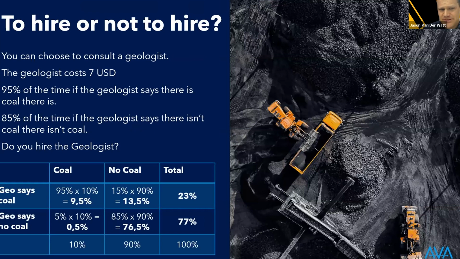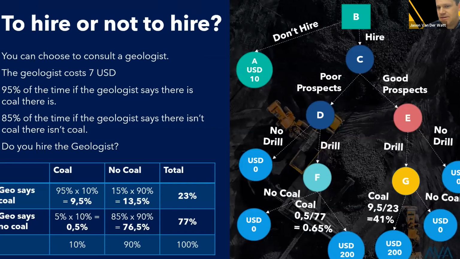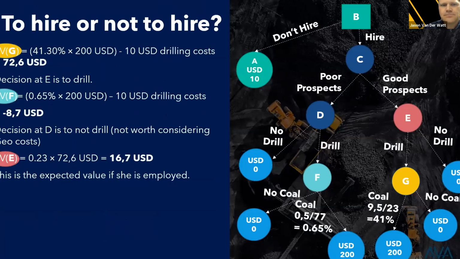So if we look at the probabilities, if the geologist says that there is coal, it increases the likelihood of there being coal to 23% because we multiply our two probabilities. And if the geologist says there's no coal, we then have a 77% probability of that being the case. So our odds have changed considerably. Now, what does that look like in our decision tree?